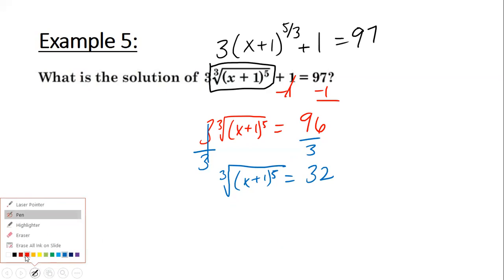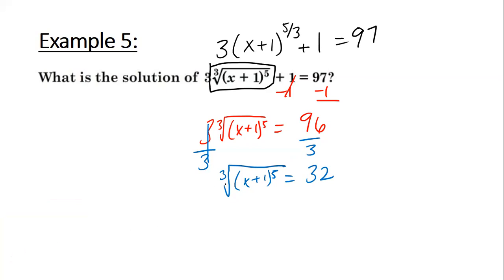Now what do I need to get rid of? The 3, the root. How do I get rid of that? You put a power to it. So it's 3 to the power, to the 3rd power. And we're left with x plus 1 to the 5th power equals 32 to the 3rd power.